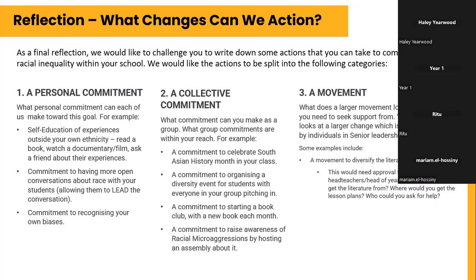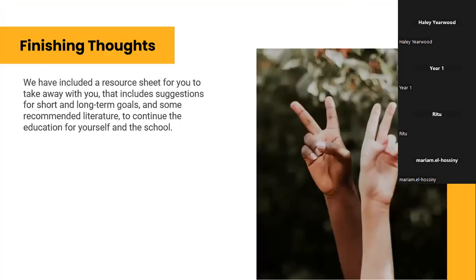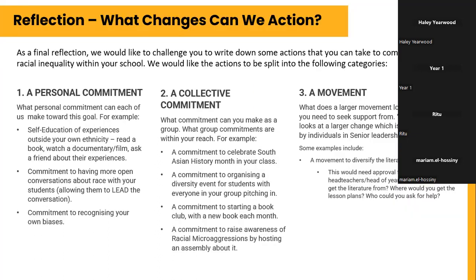So who do you need approval from? Is this head teachers? Is this head of years? Where would you get the literature, and where would you get the lesson plans? Who would you ask for help? We often find that, of course, schools and teachers want to change things, but we have examining bodies and companies and higher powers that may help us or may shackle us in a sense.